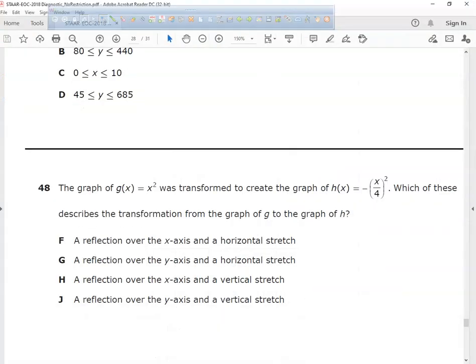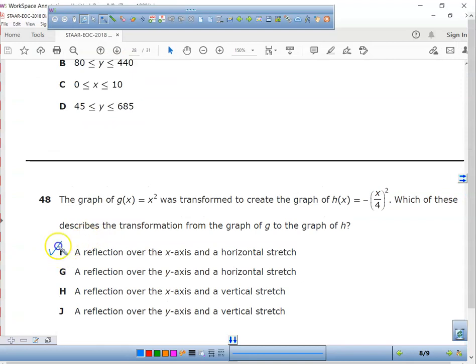Let's take a look at the answer choices. A reflection over the x-axis. That's true. Okay, there's definitely a reflection over the x-axis. And it says a horizontal stretch. Okay, all right. So here we have it's definitely not a reflection over the y-axis, so that's not true. All right. It says a reflection over the x-axis and a vertical stretch. So one of these two. So right now you're like, well, what is a horizontal stretch and what is a vertical stretch?